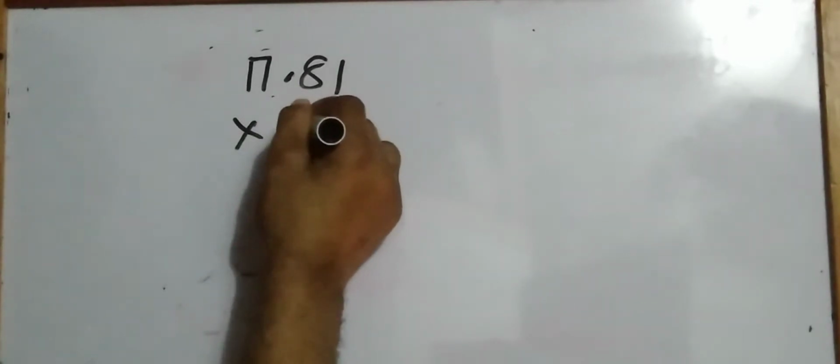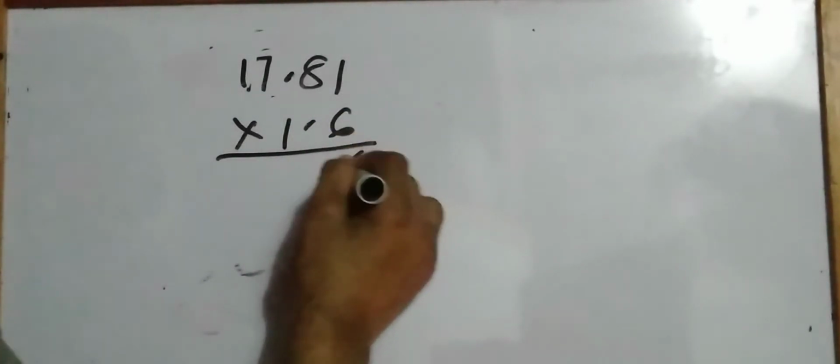So our answer is 136.92. Let's move on to the other one, and that is 17.81 multiplied by 1.6. Alright, so let's go ahead and multiply.